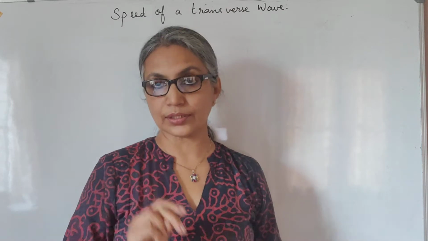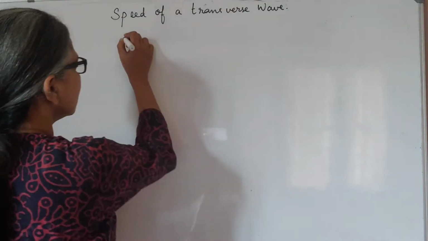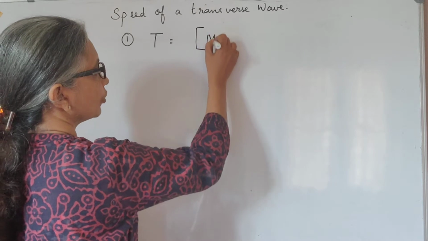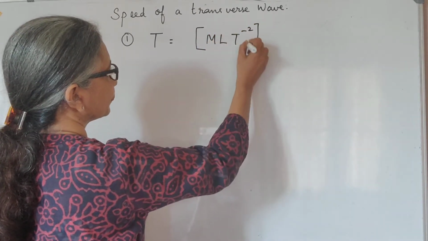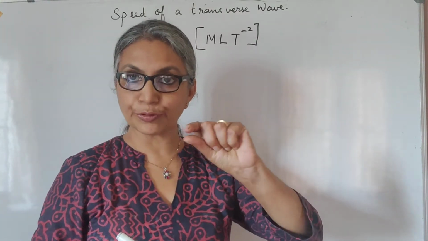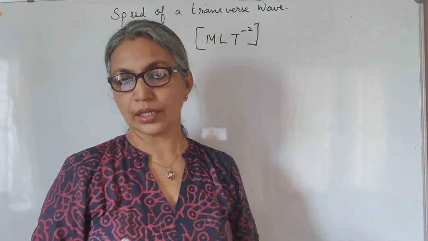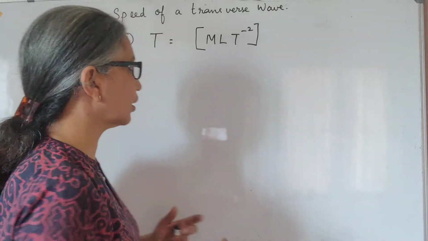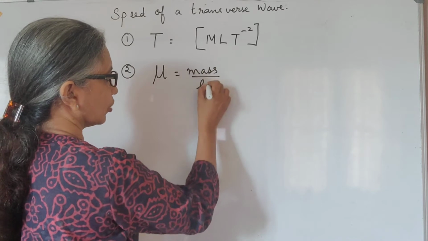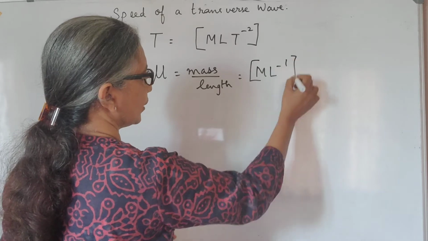So here are the two factors that determine the speed of a wave on a stretched string. The first one is the tension in the string, which as you know is force, and therefore the dimensional formula is MLT^-2. Also, you've seen the guitar strings have different thicknesses, thicker ones, and as it goes down, it becomes thinner. So the mass per unit length, which is another factor which we denote as mu, has the dimension ML^-1.